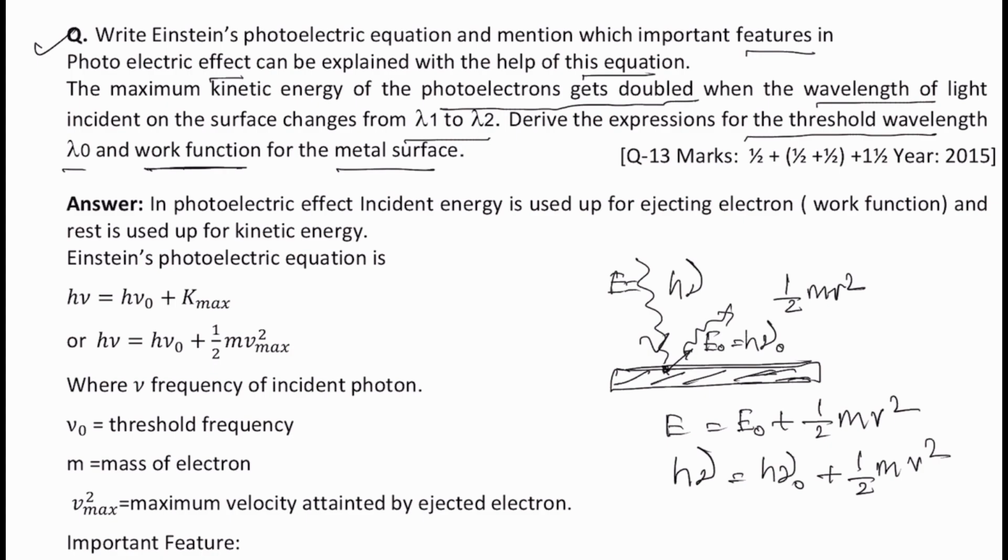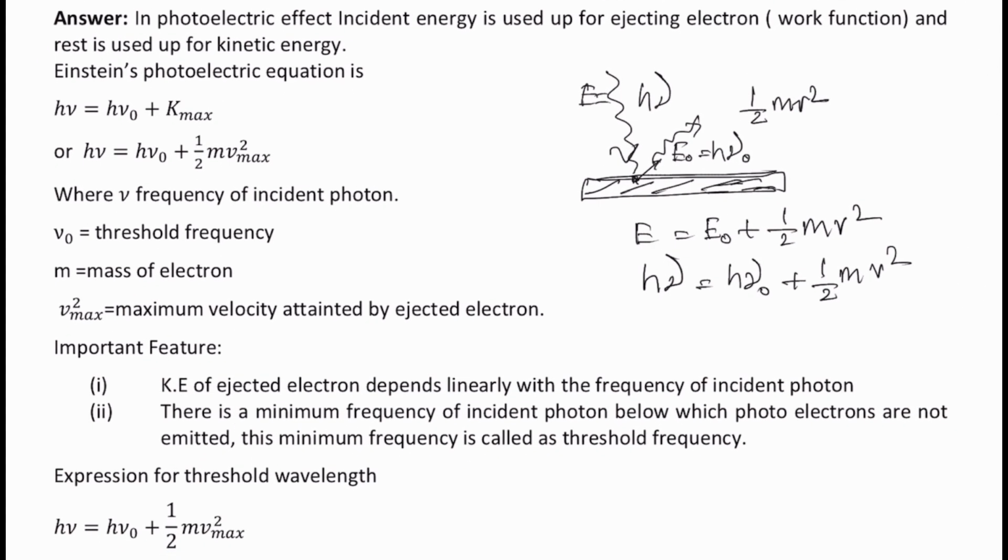We'll discuss this. In the photoelectric effect, the incident energy is used up for ejecting the electron, which is called the work function, and the rest of the energy is used as kinetic energy. So this is Einstein's photoelectric equation. This is what we have explained here, where nu is what?